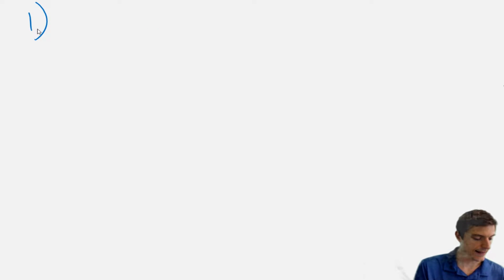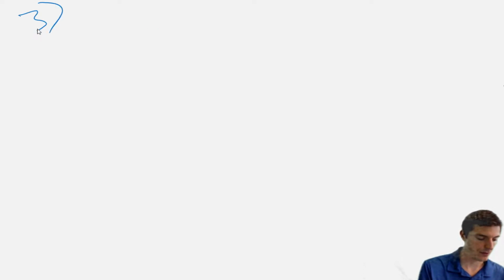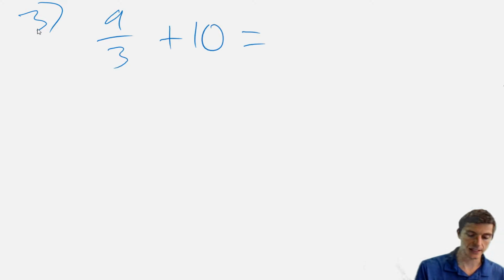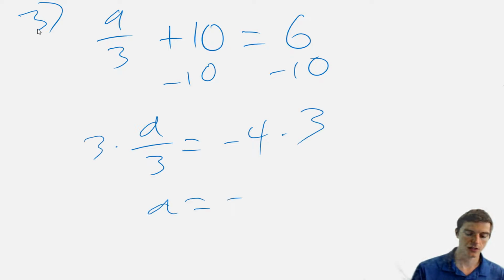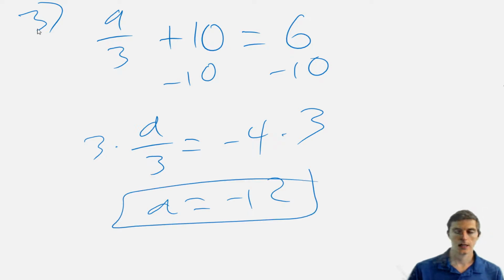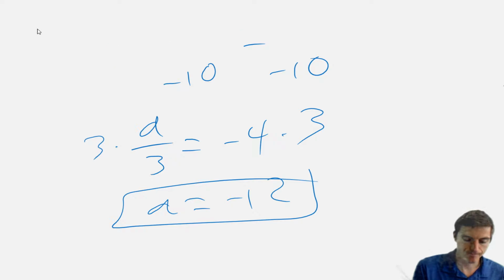Here's another one that kind of gets some people. Let's deal with number 3. So it's a divided by 3 plus 10, and that's equal to 6. I'm going to subtract 10 from both sides, and I get a divided by 3 is equal to negative 4. Same thing here, I got a divided by 3, so I'm going to multiply both sides by 3, and I get a equals negative 12. So simple two-step equation, got to take care of them. The only thing that's important is the order that you do it in.